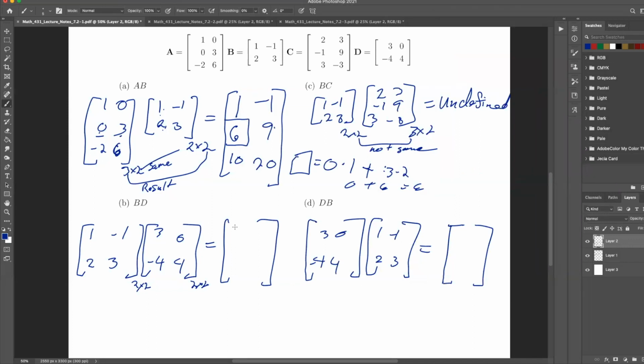So here we have 7, -4, -6, 12. And let's just do the -6 real quick. So it'd be 2 times 3 plus 3 times -4. So this gives me +6, this gives me -12, right? 6 plus -12 gives me -6, which we just plugged in right there.